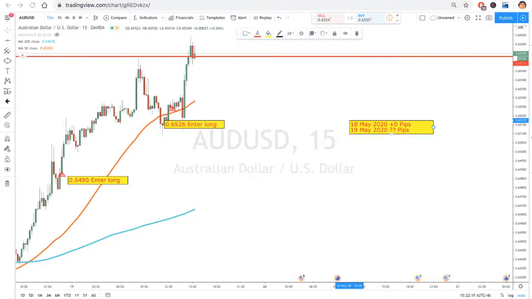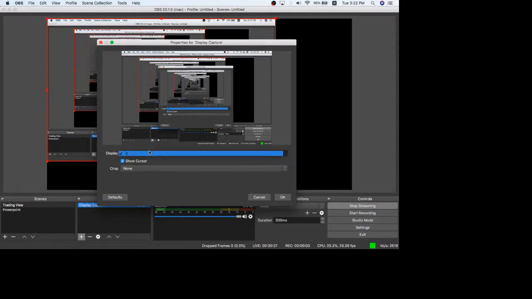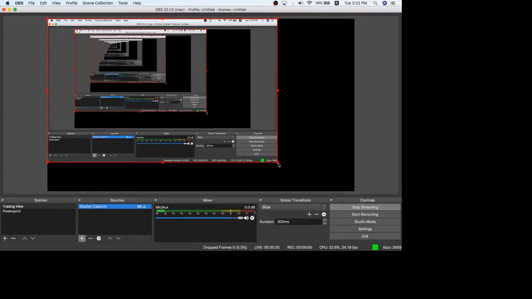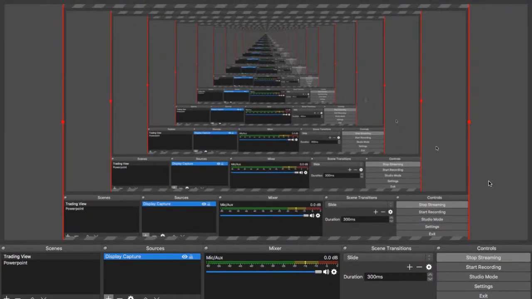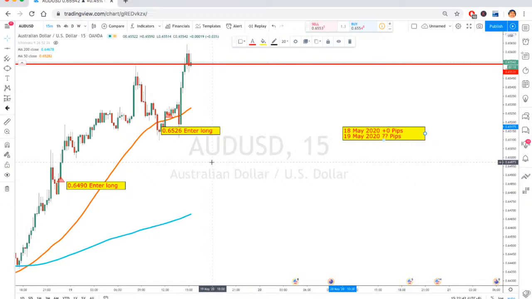I think we shouldn't be, you can't see my cursor, so let's do this. Okay, so you guys can see. I think this is better. You can see my cursor. Yes, you can see everything. Very good.